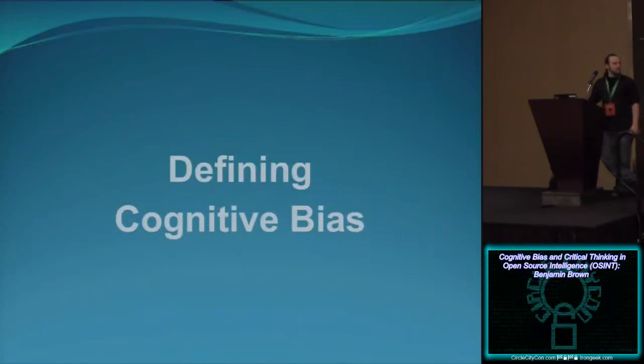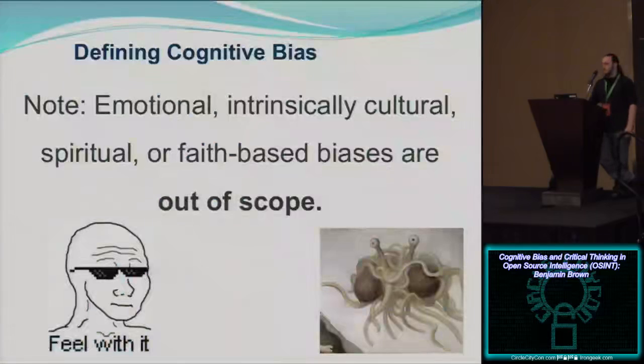All right, so now I'm going to lay the groundwork for understanding cognitive biases. In this framework, what I'm talking about is not necessarily emotional or cultural, spiritual belief sort of biases. Those things are out of scope. Here I'm speaking more specifically to the base human brain functioning.